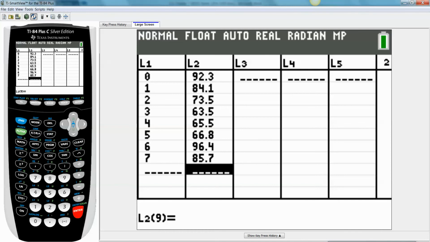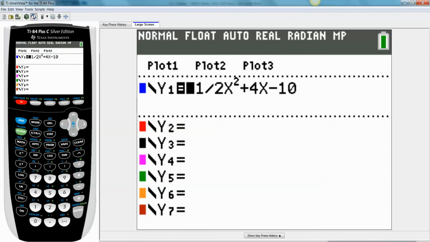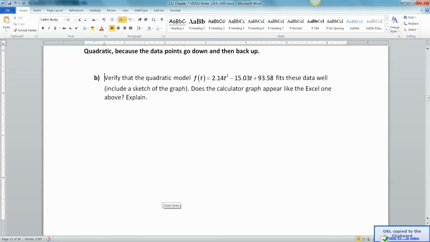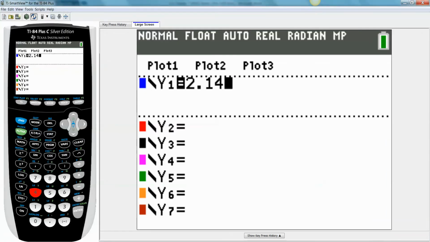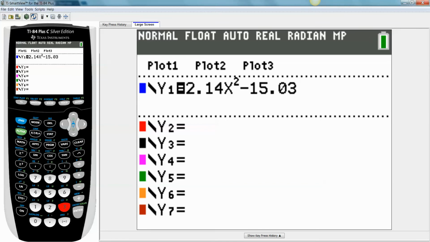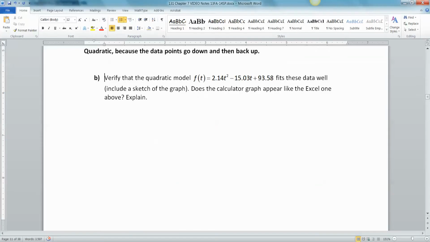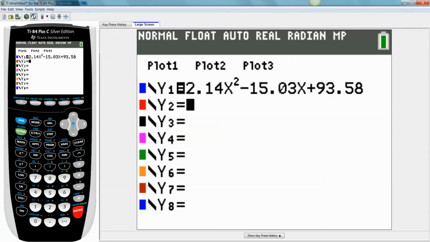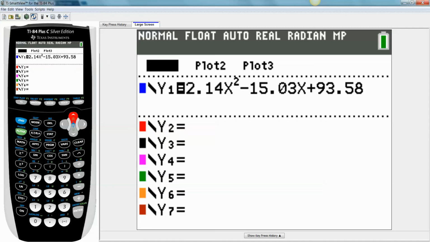There they are. All right, so now I want to go to y equals. I'm going to clear out my old equation. I'm going to type in the new one they gave me, which was 2.14 t squared minus 15.03 t plus 93.58. So let's see if I can remember that. 2.14 x, that's this button right here, squared, that's that button right there, minus 15.03 x plus 93.58. There we go. All right, so I'm going to graph that, and I'm also going to graph the scattergram.